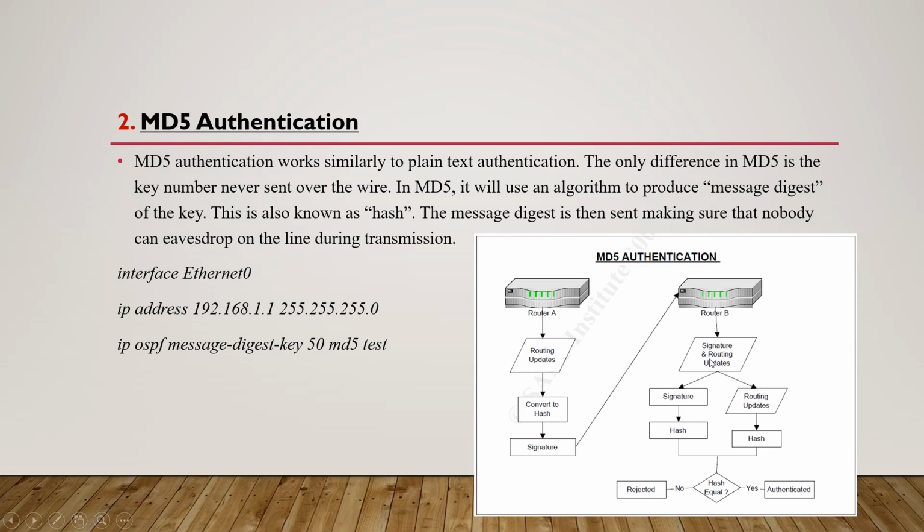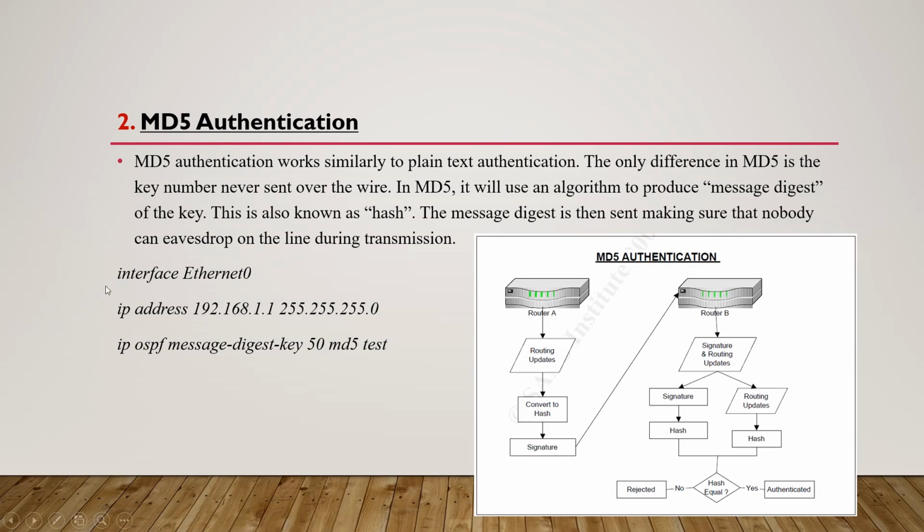Router B takes the signature of router A and the routing updates, then hashes the routing updates and checks if they are equal. If they are equal, you will get access. If they are not equal, you will be rejected.